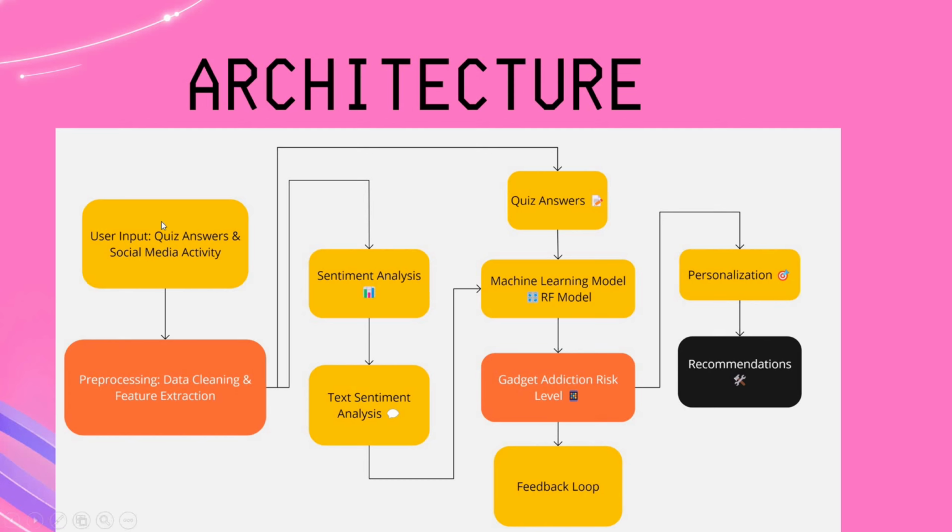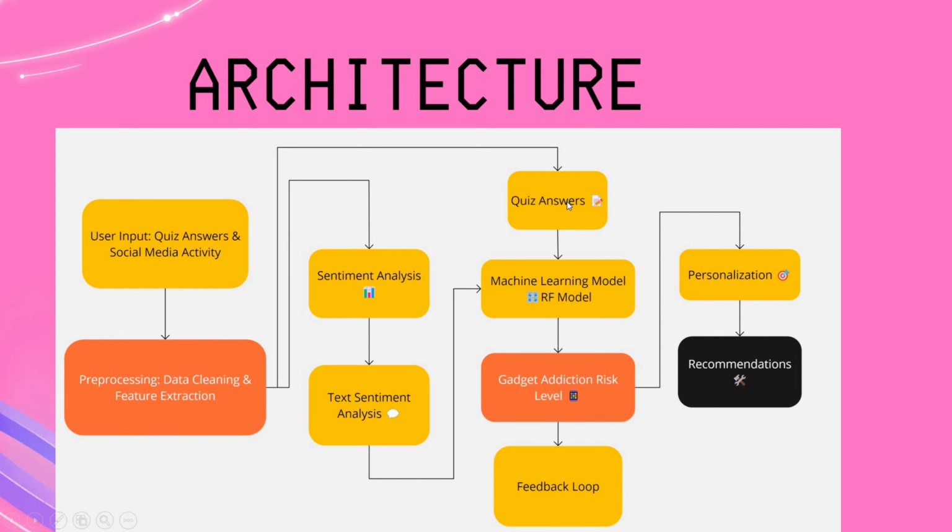This is the project architecture. You can see we have created two models. One is quiz and answer, and the other is social media activities. Based on that, we are going to collect various data. Then we are going to do feature extraction. Based on that feature extraction, we are going to perform sentiment analysis, text analysis, and the machine learning algorithm with the RF model, the random forest model.